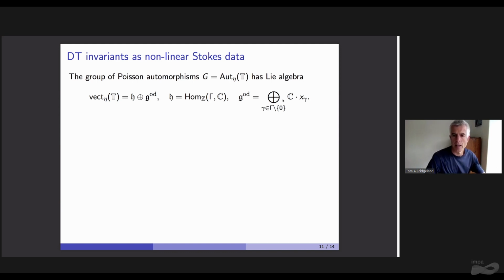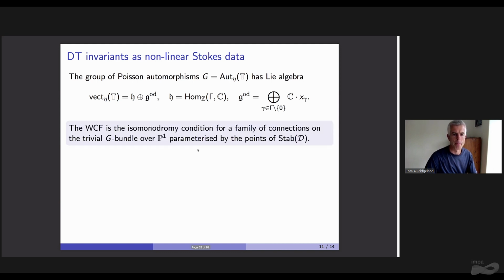And you should think of this decomposition as like a root decomposition, analogous to GLN being the diagonal matrices plus the off-diagonal matrices. And then the key insight really is that this wall crossing formula, this fact that the product of these automorphisms is constant, is analogous to an isomonodromy condition. If you've ever seen the theory of Stokes matrices and Stokes data, in the case where G is GLN, then that's the analogy we're making somehow.